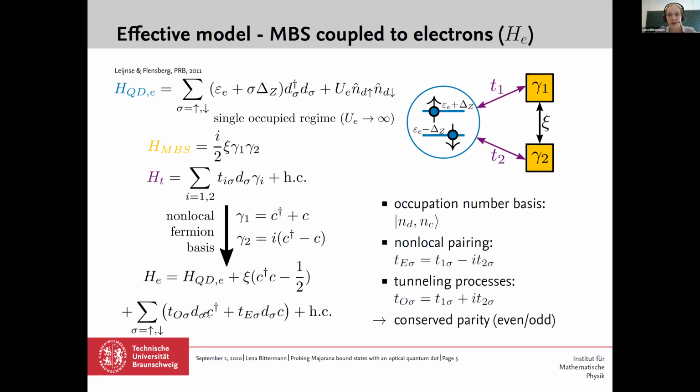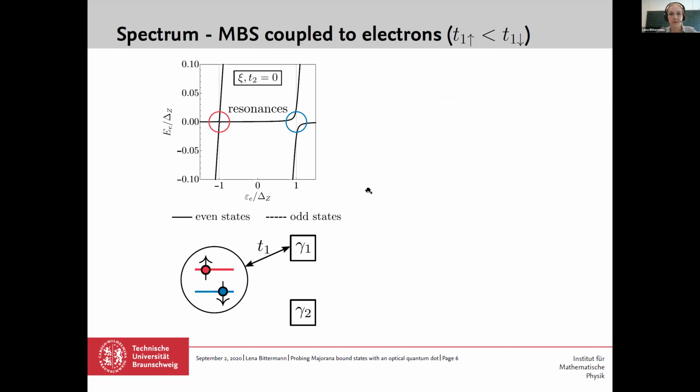So therefore, states of even and odd parity are decoupled. And what you can also see here is that the non-local pairing and the tunneling processes are different with this non-local coupling here. So for finite coupling to the second Majorana, these two tunneling amplitudes get different. So let's look at the spectrum of this part.